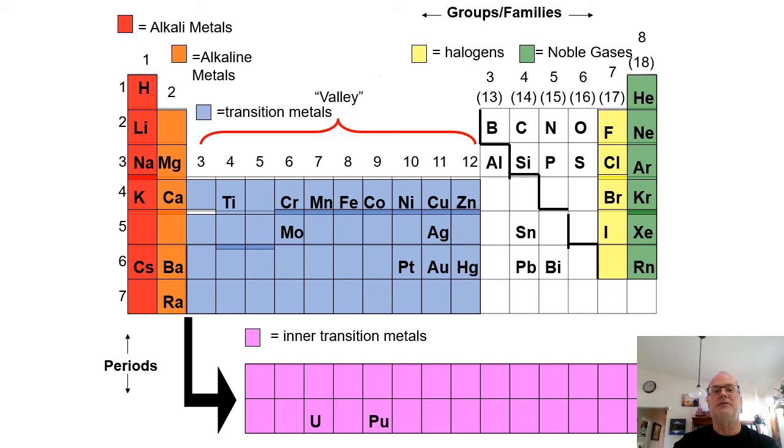And don't forget to have a color code key that tells me that red means that it's the alkali metals, and that's family number 1. That orange means that it's the alkaline metals. That blue is the transition metals. Those are the elements found in the valley. And yellow would be the halogens, and green would be the noble gases. Whereas purple down here are these inner transition or rare earth elements. So one thing you don't want to forget is the key.